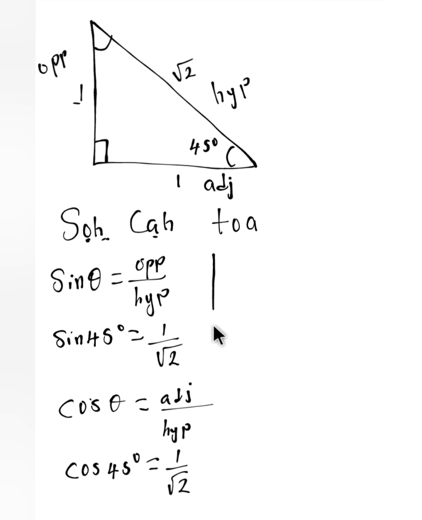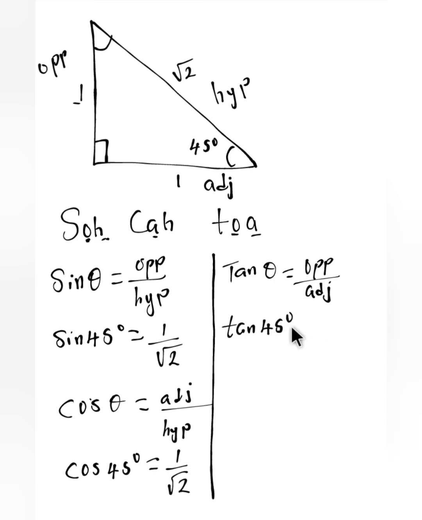So what about tangent of 45 degree? Now let's work with tan, which is T here. Tan theta is equal to O, opposite, over A, adjacent. Applying it to the triangle above, we have that tan 45 degree is equal to opposite over adjacent. Opposite is 1, adjacent is 1. Hence, tan 45 degree is equal to 1.